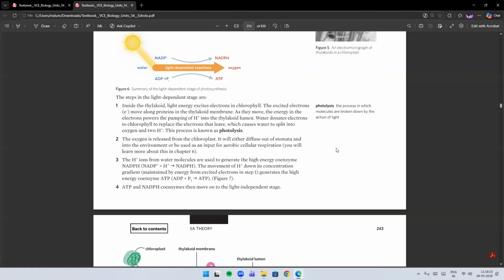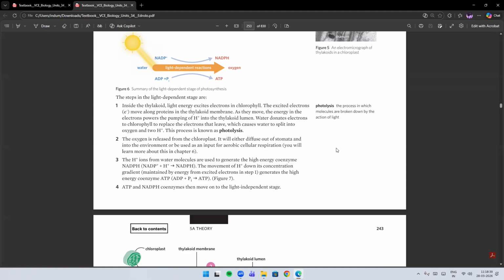Number 2. The oxygen is released from the chloroplast. It will either diffuse out of stomata into the environment, or be used as an input for aerobic cellular respiration. You will learn more about this in Chapter 6.